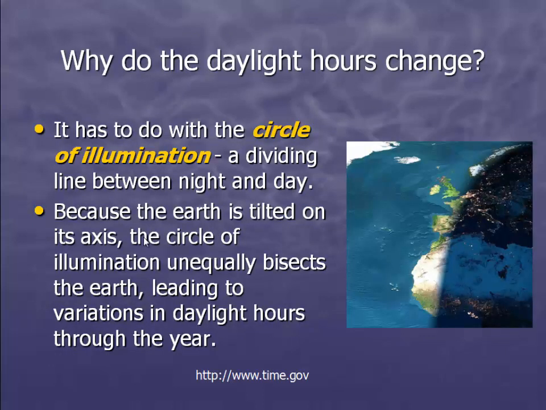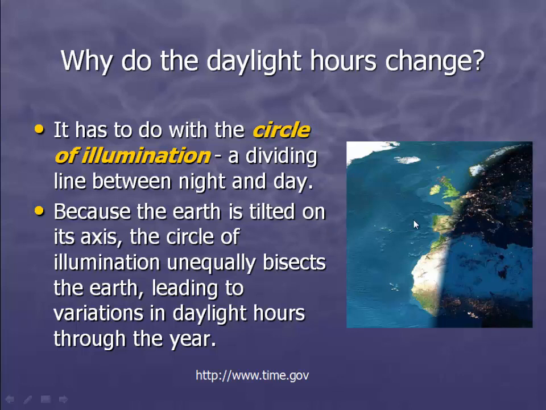Why do these daylight hours change? It has to do with the idea of the circle of illumination. The circle of illumination is a dividing line between night and day. And because of this axial tilt, you'll see that if you were to look at a map of the circle of illumination, and I encourage you to go visit www.time.gov, which is the military clock. The military clock also has a circle of illumination. It shows you basically where it is night and where it's day. So you can see where sunrise is happening, where sunset is happening.